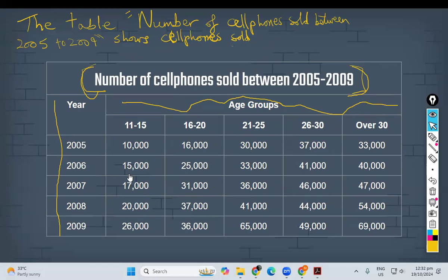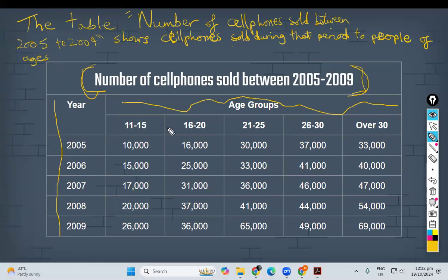All right, so I'm gonna say sold during that period, right? To people of ages, people of ages. Right, now I have a choice.